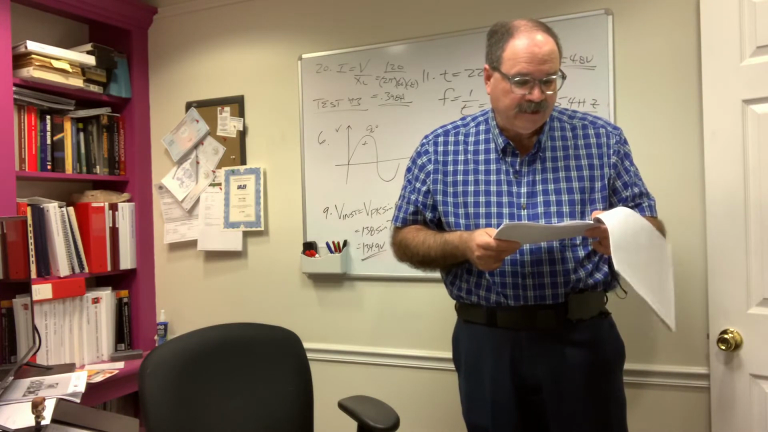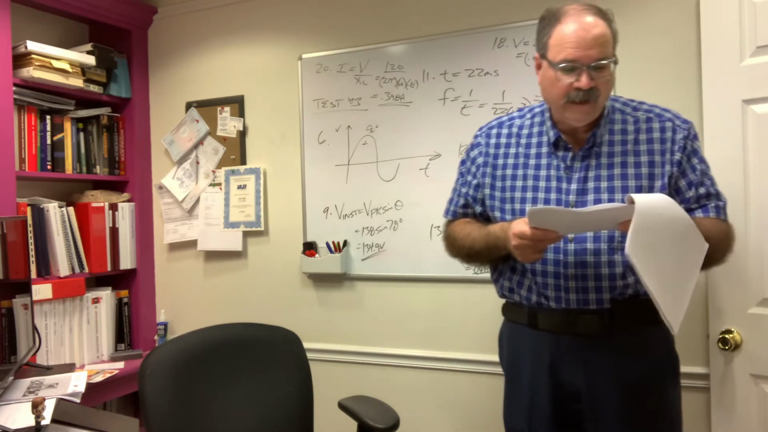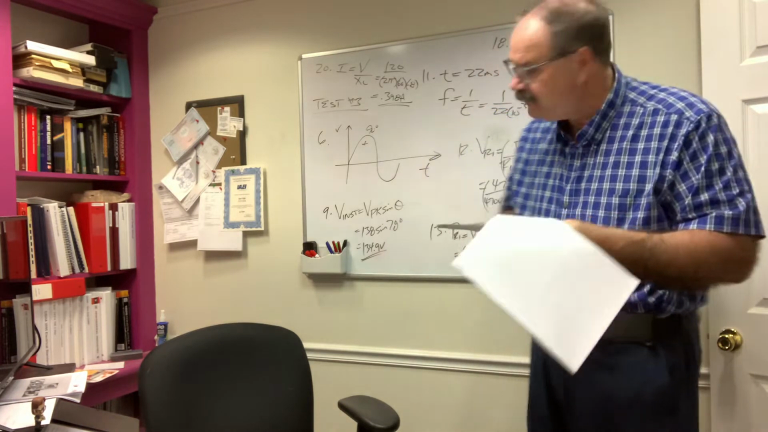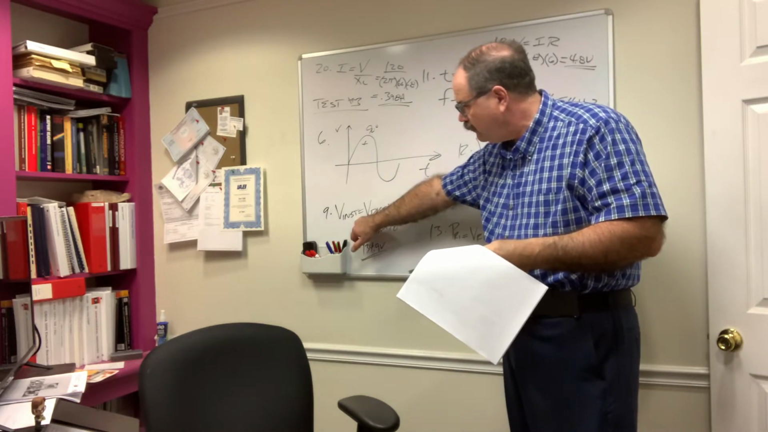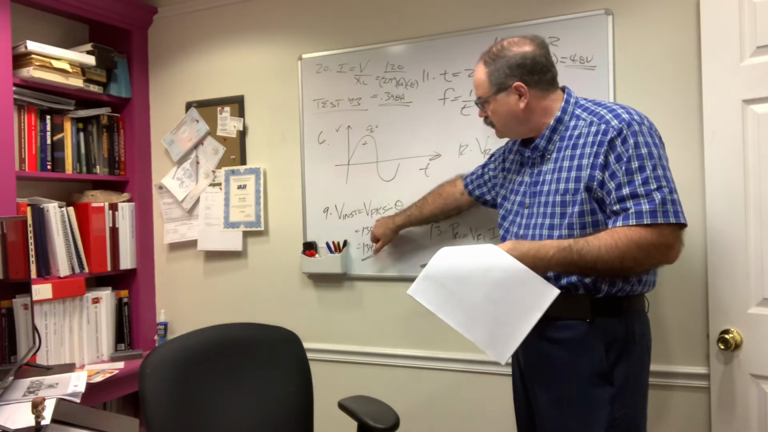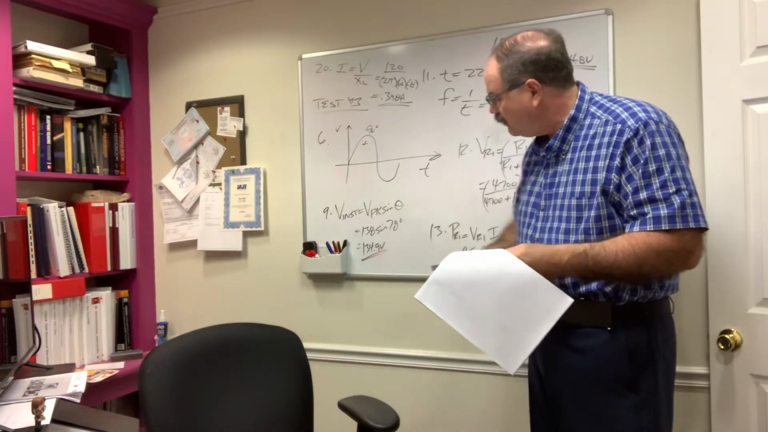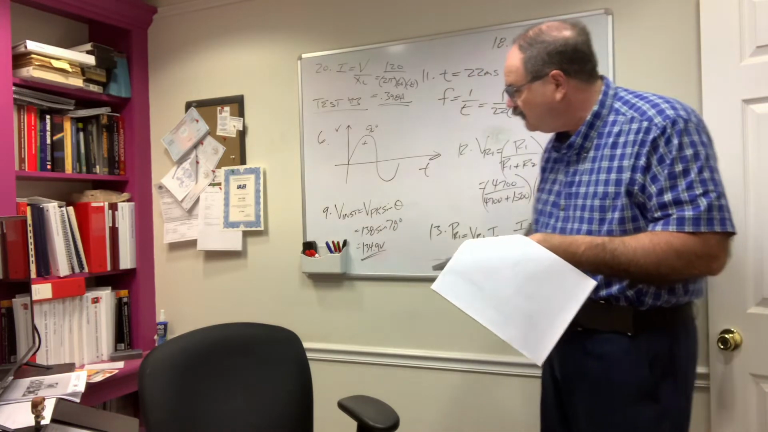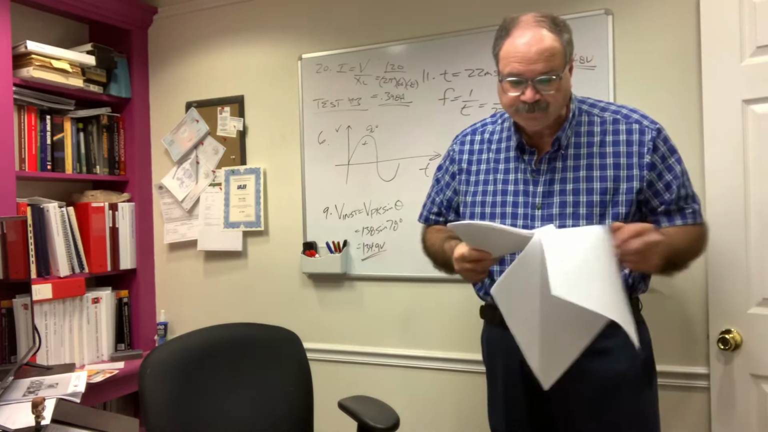Question 9, a sine wave has a maximum voltage or a peak voltage of 138 volts. What is the voltage after 78 degrees of rotation? So the expression: instantaneous value of voltage, V instantaneous, is equal to the peak value of voltage, V peak, multiplied by the sine of theta. So I plug these numbers in. 138 multiplied by the sine of 78 degrees gives us about 134.9 volts.